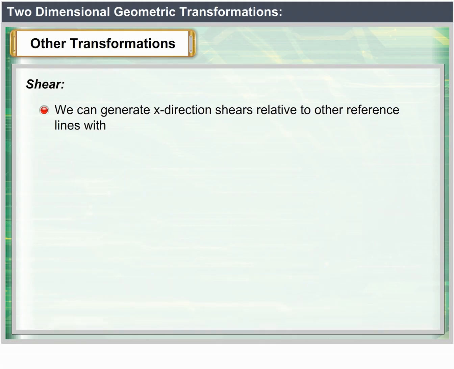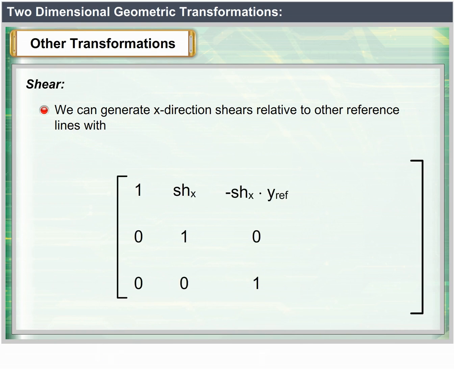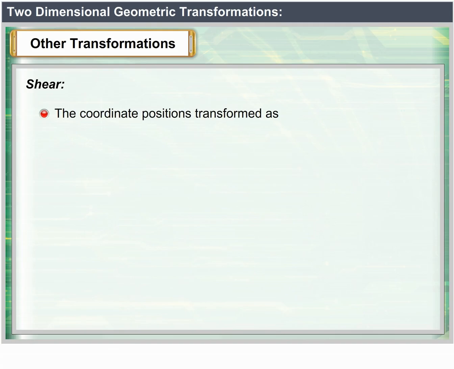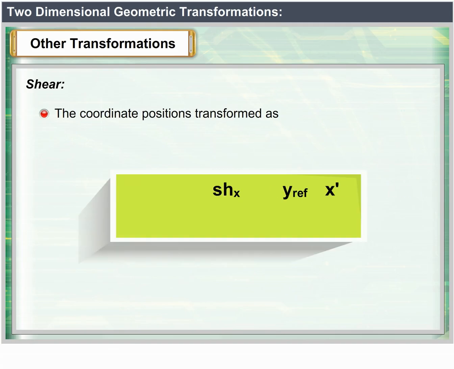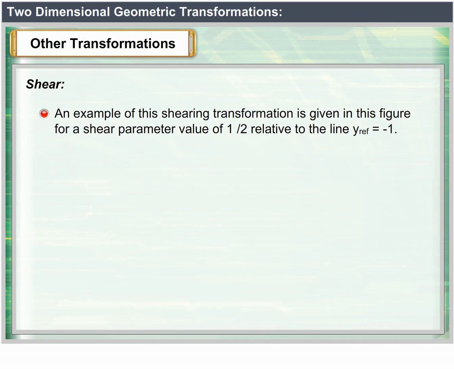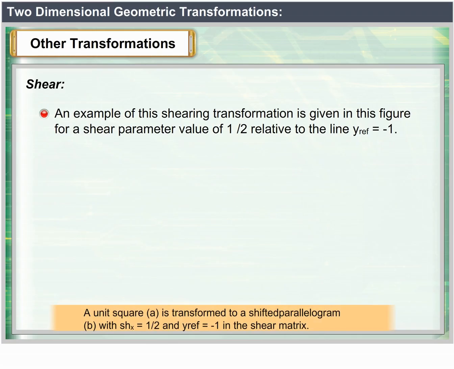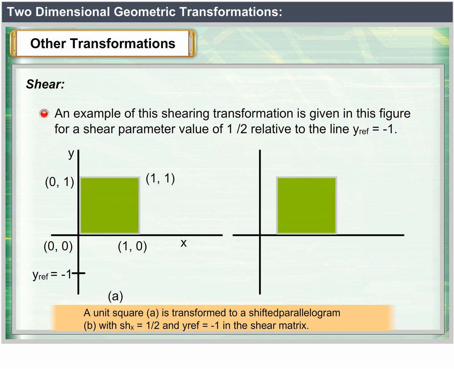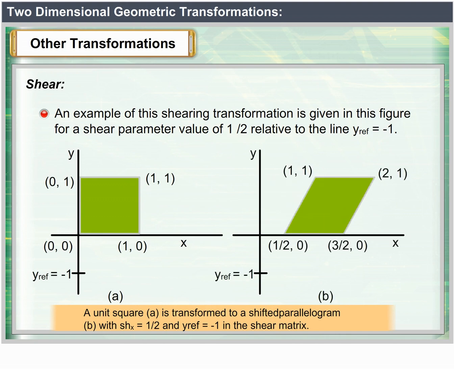We can generate the x-direction shears relative to the other reference lines with the matrix as shown below. The coordinate positions are now transformed as x' equals x plus shx times (y minus yref), y' equals y. An example of this shearing transformation is given in this figure for a shear parameter value of 1/2 relative to the line yref equals minus 1. This figure shows a unit square A transformed to a shifted parallelogram B with shx equals 1/2 and yref equals minus 1 in the shear matrix.